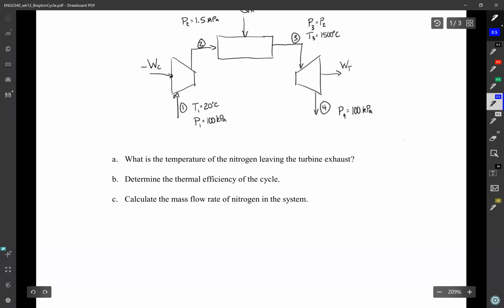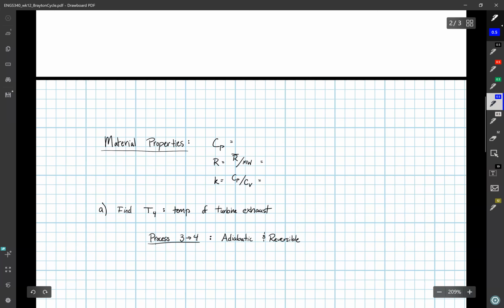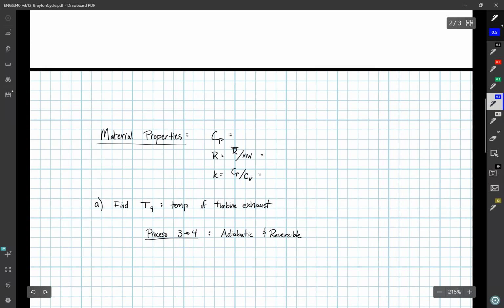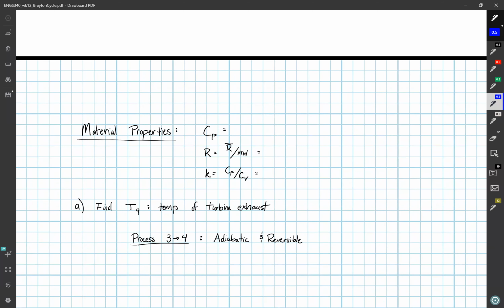Okay, what is the temperature of the nitrogen? What is the thermal efficiency of the cycle? And what is the mass flow rate of nitrogen? So we're going to write down just what our material properties are. So the heat capacity, this is something that we were given. The constant pressure heat capacity is 1.17 kilojoules per kilogram Kelvin.